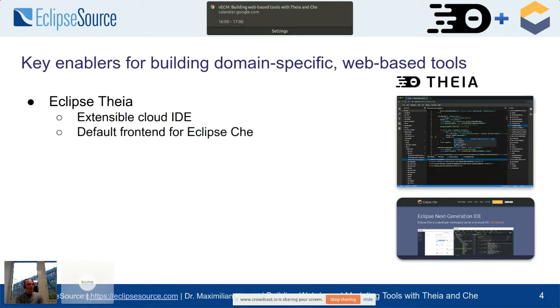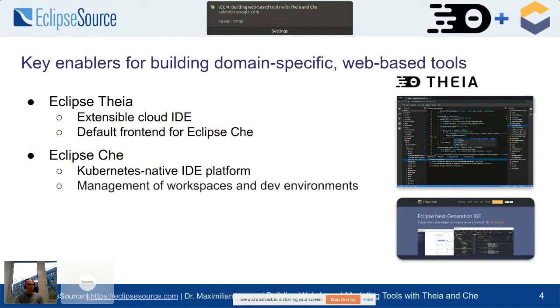And it's the default front end for Eclipse Che, which in turn is a Kubernetes native IDE platform. So the combination of both allows you to provide users with a multi-user environment with workspaces and an HTML5 based front-end IDE.